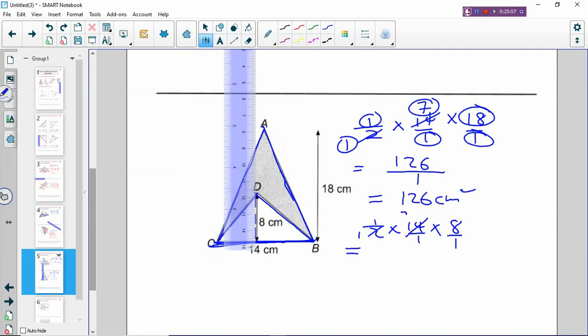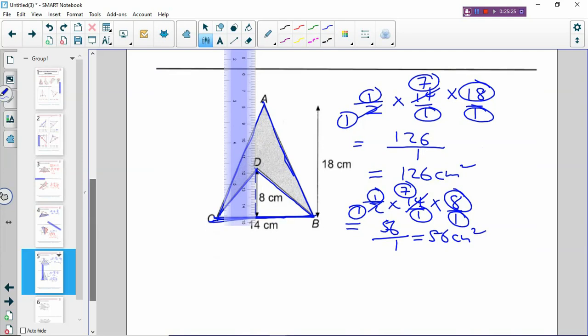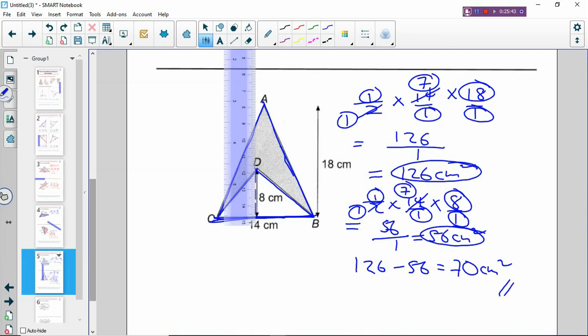So you divide by 2, and then you circle the numbers you never cancel. And then you have 7 times 8, which is 56. And you circle the numbers and you multiply them. That'll be 1. And then what's the area of the small triangle? Which is 56 cm square. And then how do you find the shaded part? Then you take the big triangle and you cut away the small triangle. So you have 126 minus 56, and you get the shaded part, which is 70 cm square.